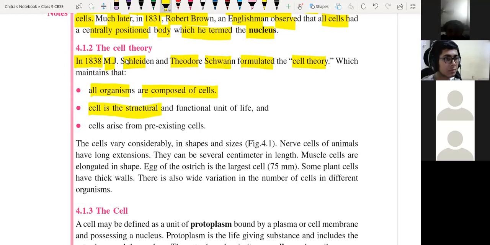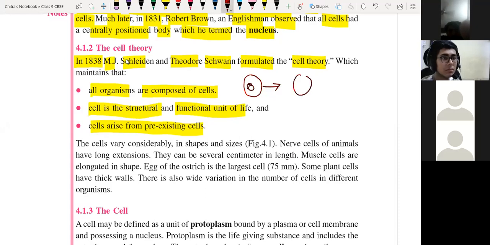The second postulate of the cell theory by Schleiden and Schwann is that the cell is the basic structural and functional unit of life. And cells arise from pre-existing cells. Suppose we have a single cell. This cell undergoes cell division. Before cell division, nuclear division takes place. The nucleus undergoes elongation like this, and with further elongation, it becomes like this. Ultimately two daughter nuclei are formed inside the cell.